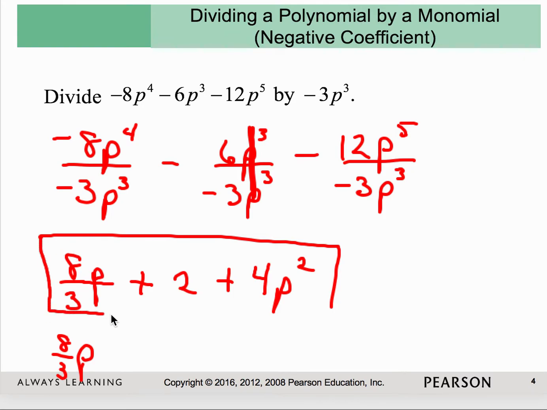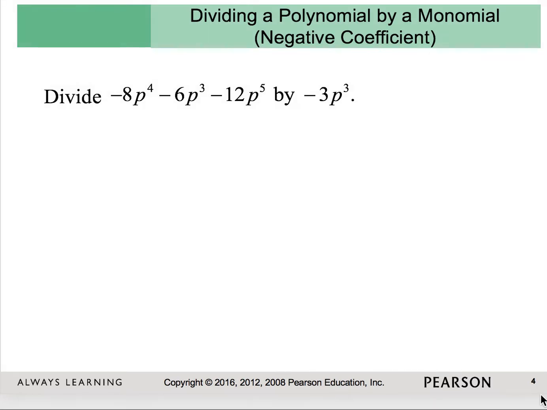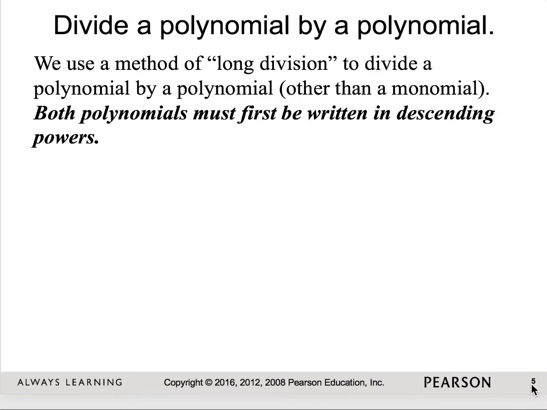Okay, so dividing by a monomial, pretty straightforward. It's dividing by another polynomial that gets a little complicated. So if we're going to divide a polynomial by another non-monomial polynomial, we're going to use long division. Okay, so let's review our process of long division. Let's say, what if we have 678 divided by 5? Let's go through the steps.